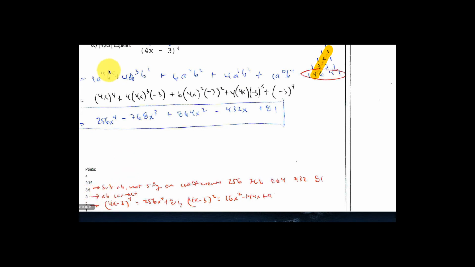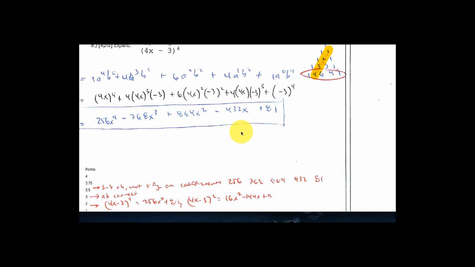If you got just the A's and B's here in blue, I gave you 3.5 points. If you substituted in for the A and B's, like I did right here with the parentheses, but you did not simplify it, or you're super close, I gave you 3.75. Or if you just wrote the coefficients, 256, 768, 864, 432, and 81, then I gave you 3.5.